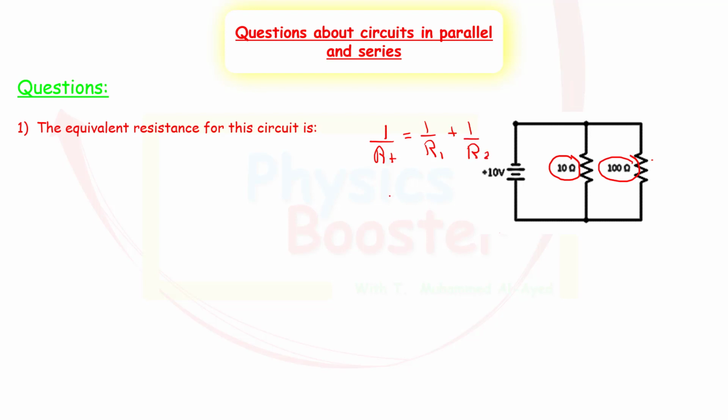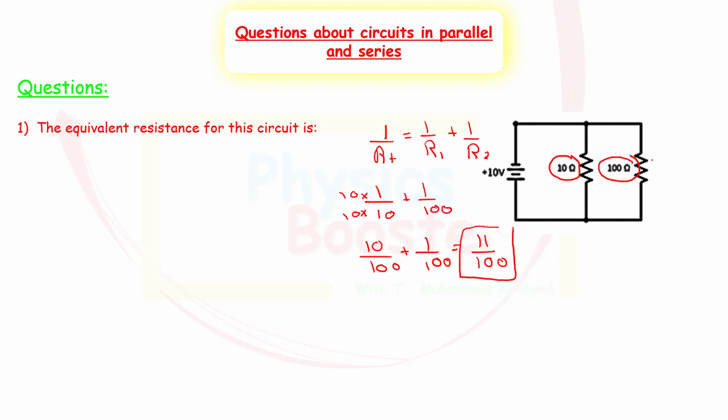Okay, now 1 over RT is equal to 1 over 10 plus 1 over 100, which is the same, if we multiply the first fraction by 10 top and bottom, as 10 over 100 plus 1 over 100, which is equal to 11 over 100. Okay, now it's very important. Don't be hasty here because this is not the final answer.